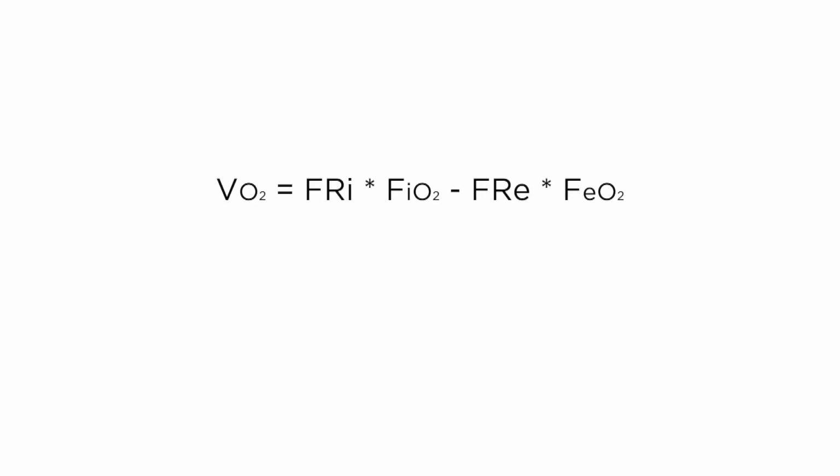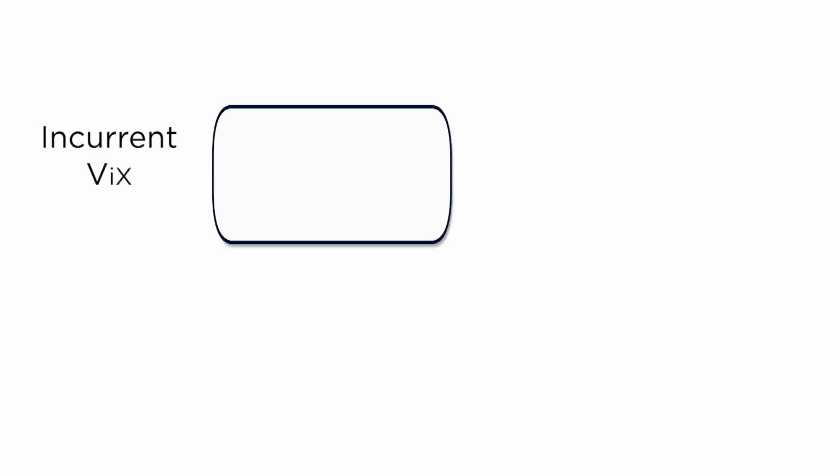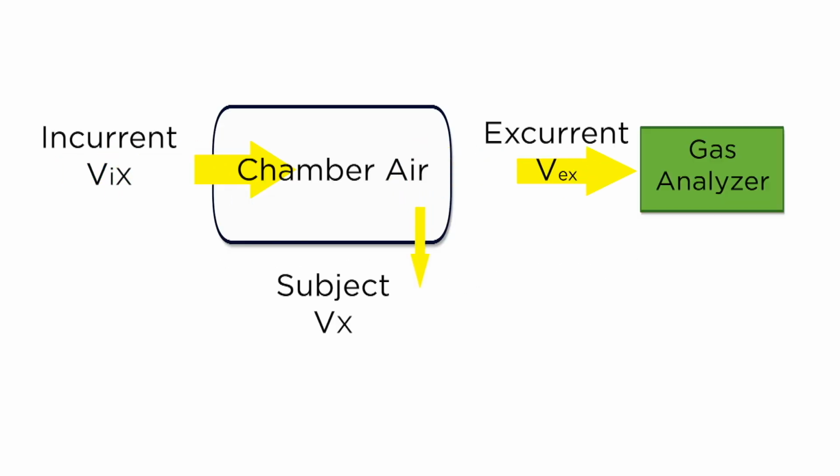Doing it for each relevant gas gives us the following two equations. Note that the signs appear reversed for CO2 due to the reverse direction of the CO2 flux. While O2 is consumed from the chamber, CO2 gets released into the chamber. Getting the fractional concentration of the gases requires that we add a gas analyzer for each gas to the system. Usually it is placed downstream of the chamber.